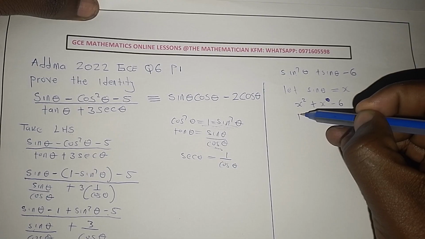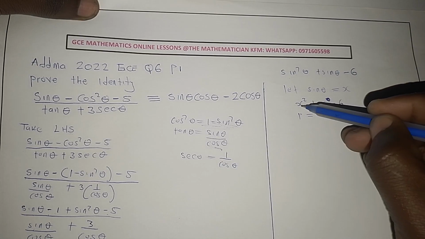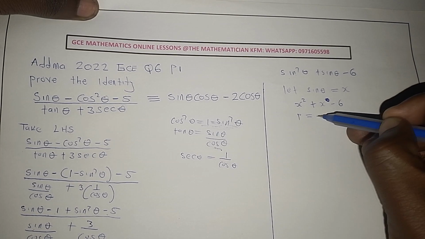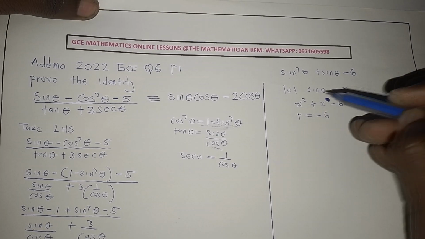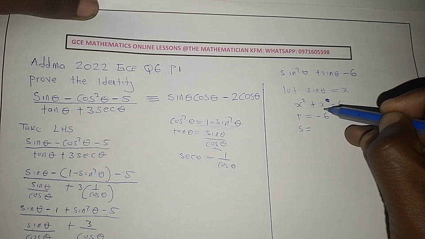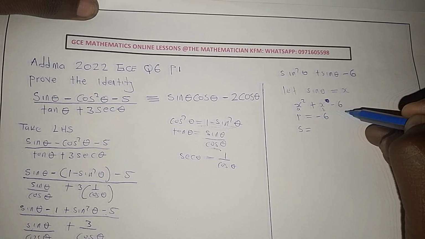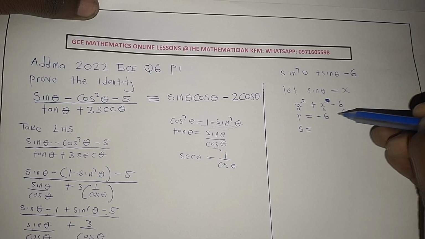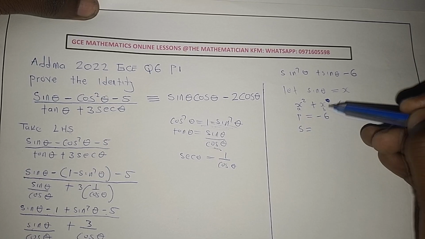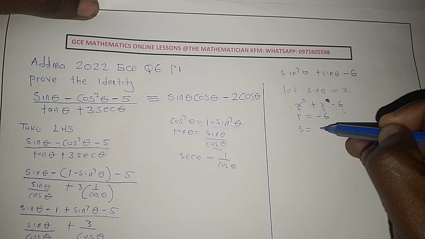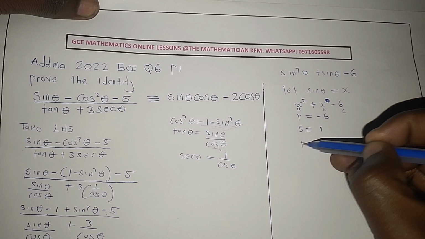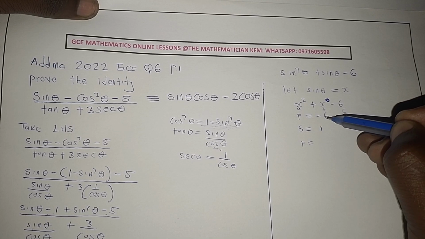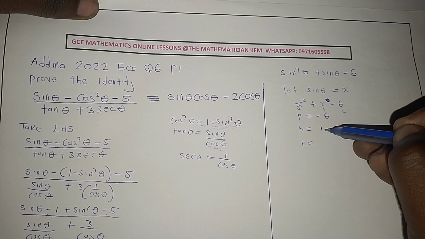Let's find the product. The product is just the coefficient of x squared times the constant, which is -6. You see that? Then the sum is the coefficient of x. This is a, this is b, this is c in the quadratic. So the product is a times c, then the sum is b, which is 1 here. Then we find the factors.